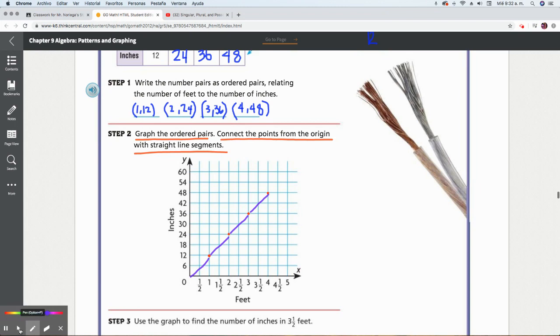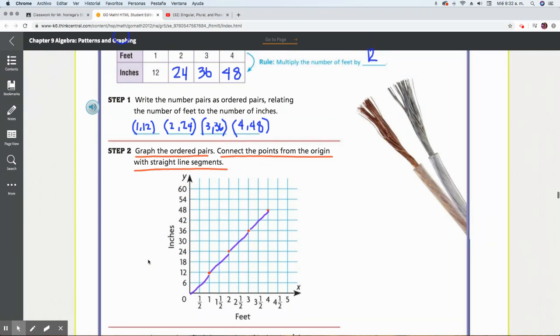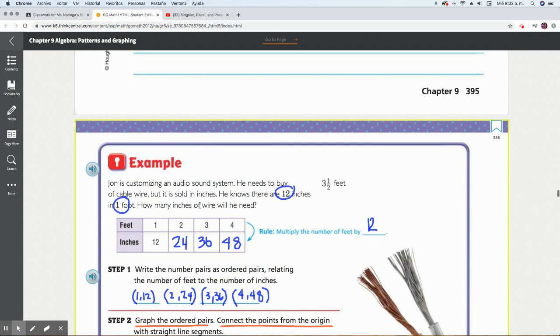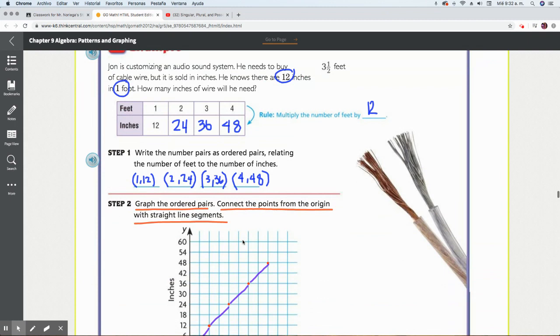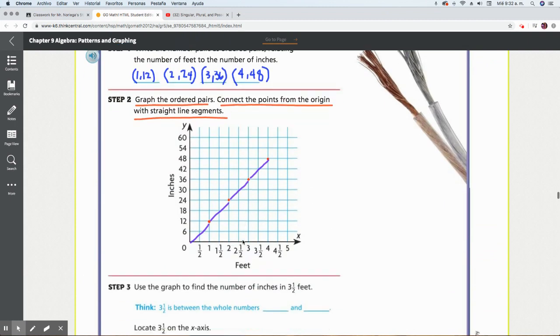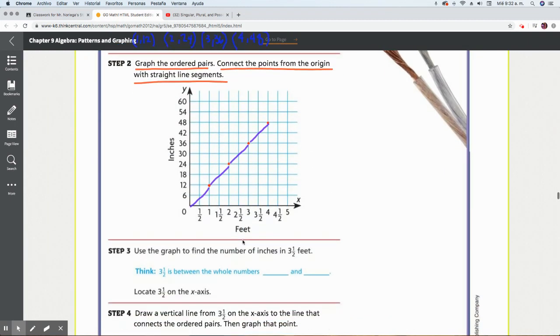Now we're going to use this line graph to find our answer. Remember that our answer is how many inches of wire will he need? Okay, so to find the answer, we're going to follow step number 3. Step number 3, use the graph to find the number of inches in 3.5 feet. Okay, how many inches are in 3.5 feet?